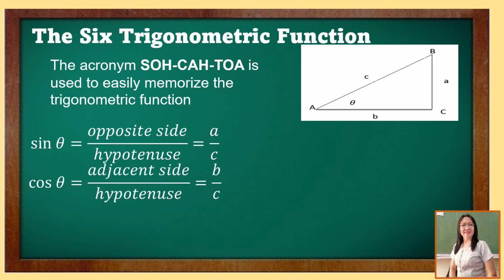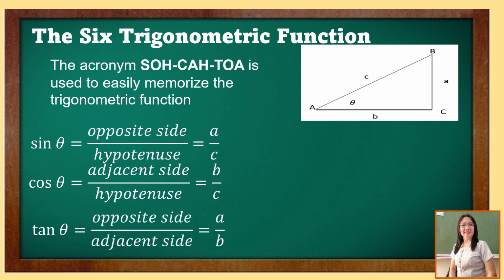For our cosine theta, where it is described as adjacent side over the hypotenuse, it is now referring to the acronym CAH. C stands for the cosine, A for the adjacent side, and H for the hypotenuse. So again, in the figure, the adjacent side of theta is B, and the hypotenuse is C. So the value of the cosine theta is represented as B over C.